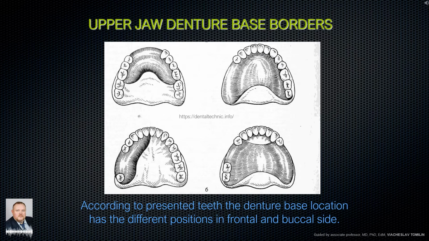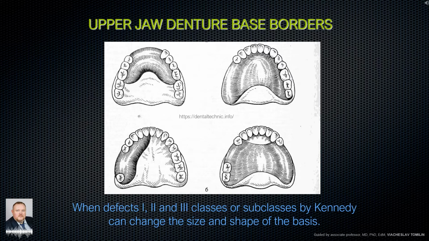In expressed torus of the hard palate, contact of the denture base with mucosa must be excluded for injury prevention. For this purpose, on the inner surface of the denture base an insulation chamber is created, with a depth of 0.5 mm. The edges of the base should have a rounded shape. In defects of classes 1, 2 and 3 or subclasses by Kennedy, the size and shape of the bases can change.